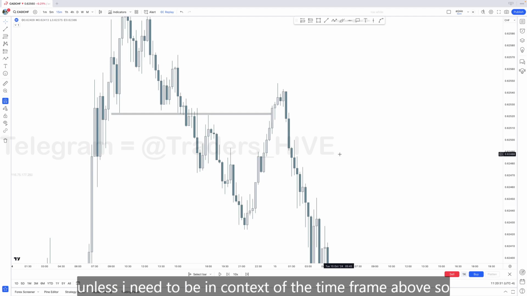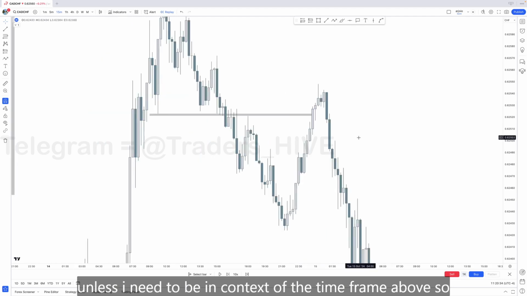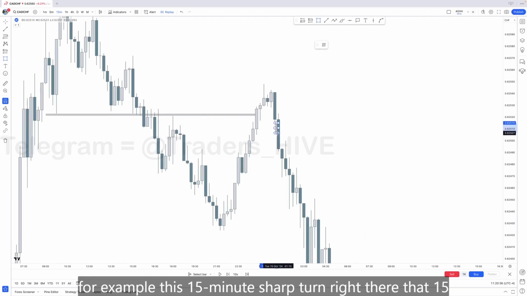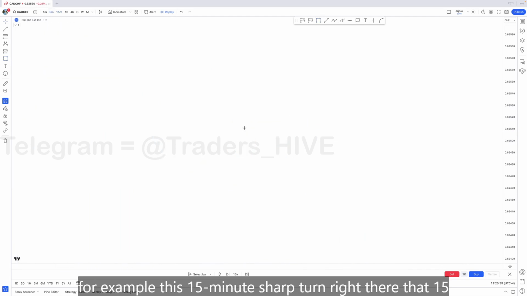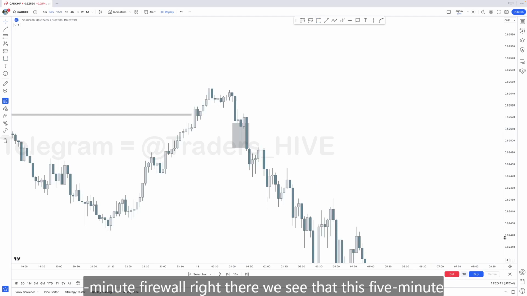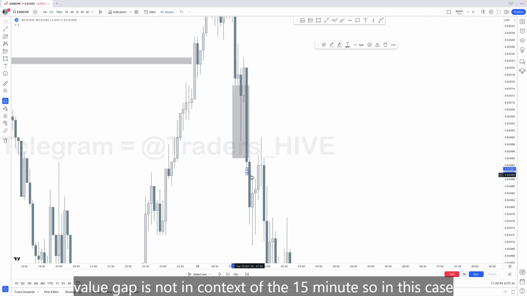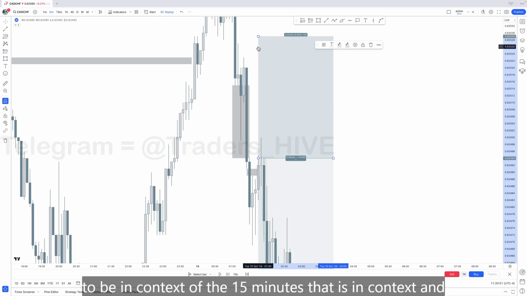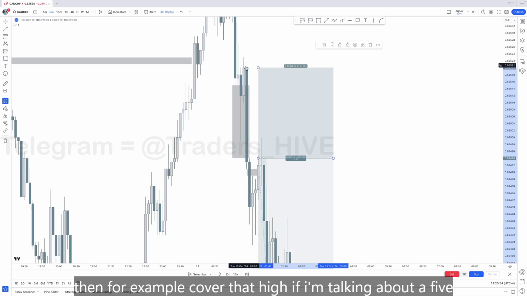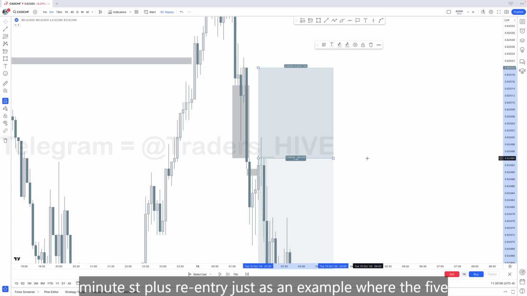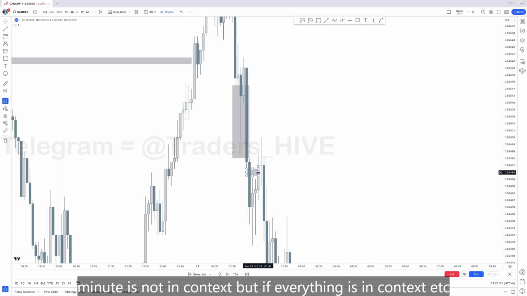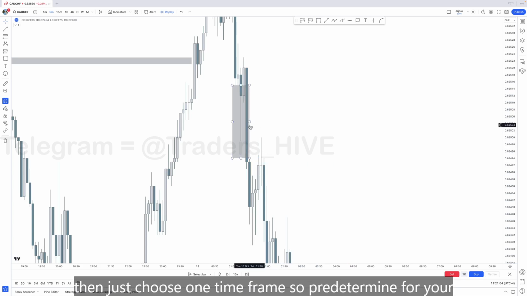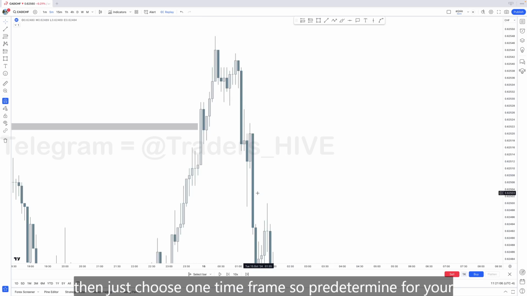Unless, and only unless, I need to be in context of the time frame above. So for example, this 50-minute sharp turn right there, that 50-minute fair value gap right there, we see that this 5-minute fair value gap is not in context of the 15-minute. So in this case, I would rather enter right there because that's the 50-minute fair value gap that is in context. And then, for example, cover that high. If I'm talking about a 5-minute ST plus re-entry, just as an example, where the 5-minute is not in context. But if everything is in context, etc., then just choose one time frame.